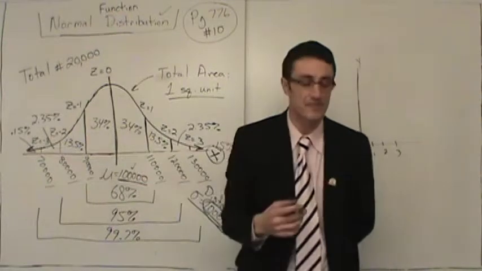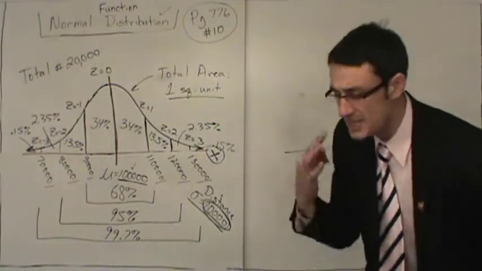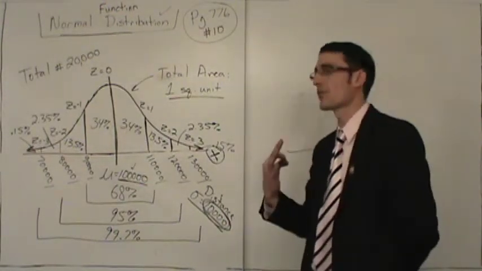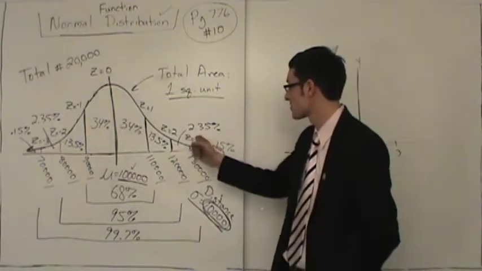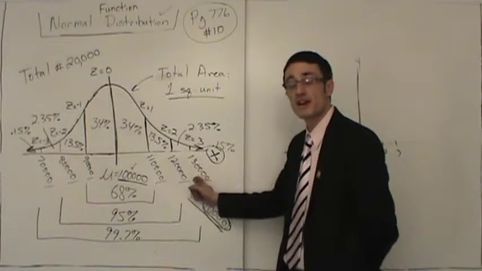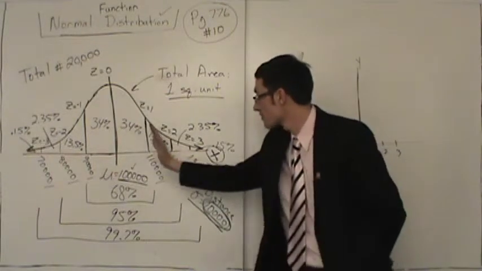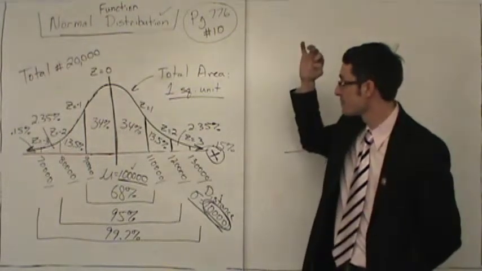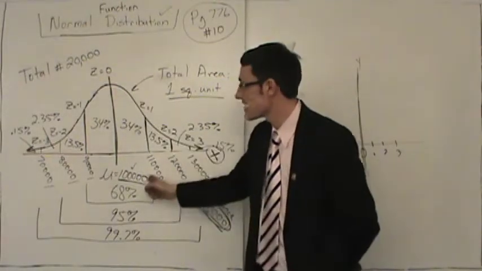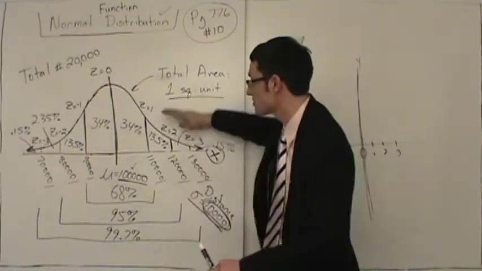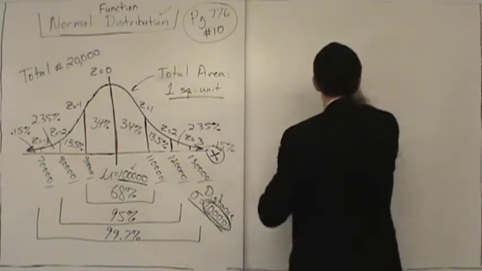Now, let's go backwards. What is the x value for z-score 3? So if I say z-score is 3, what's our x value? X value is 130, meaning that 130 is 3 standard deviations to the right of the mean. What is the x value for z-score 1? Z-score 1 has an x value of 110,000. So I just want you guys to see the difference. Now, let's go to these problems.